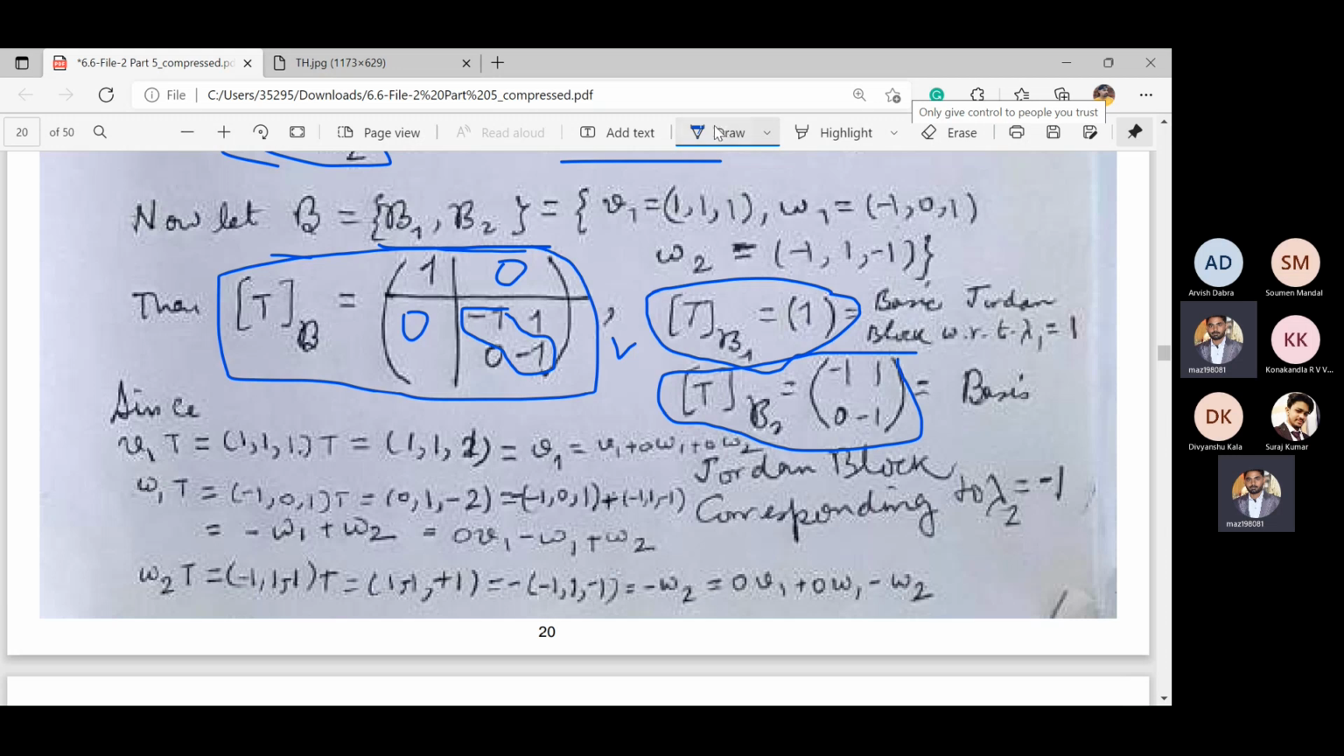So any doubt or anything you can ask here. I have skipped the calculation part because it's easy. You can verify it yourself, not that tough. So yes, any doubt or anything?